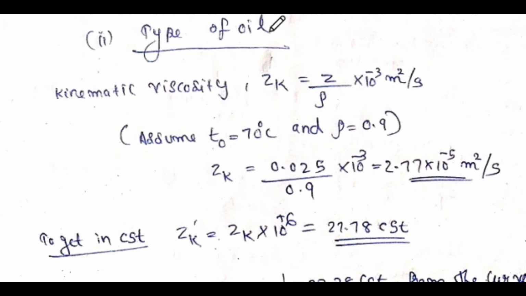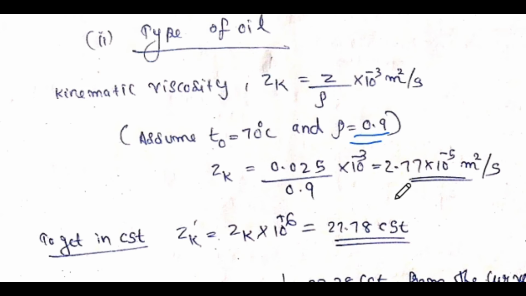Second thing is we need to determine the type of oil that is used. First we find the kinematic viscosity Zk, which is given by the formula Z by rho into 10 raised to minus 3 meter square per second. Z is already given; that is the absolute viscosity we have taken from the data book. And density we are assuming to be 0.9, in all questions we assume 0.9. Here this is not the operating temperature, this is actually the oil temperature. Small t o is the oil temperature; capital T O is the operating temperature, which is already given in the question. Do not misunderstand this. From there you can find the value of Zk, the kinematic viscosity.